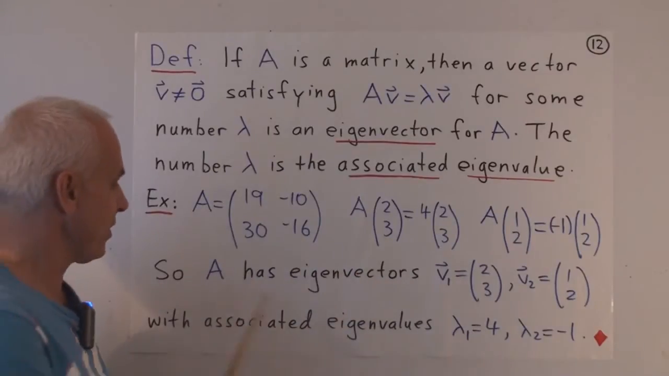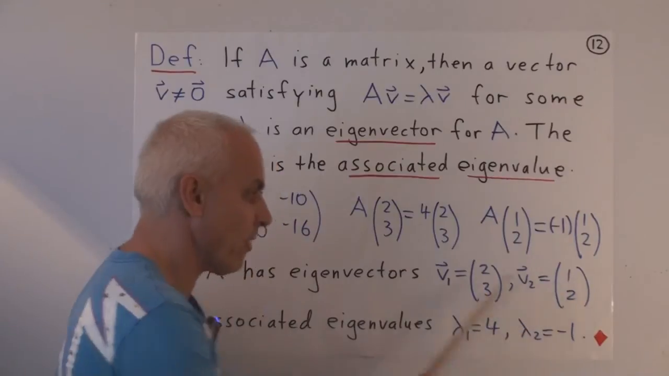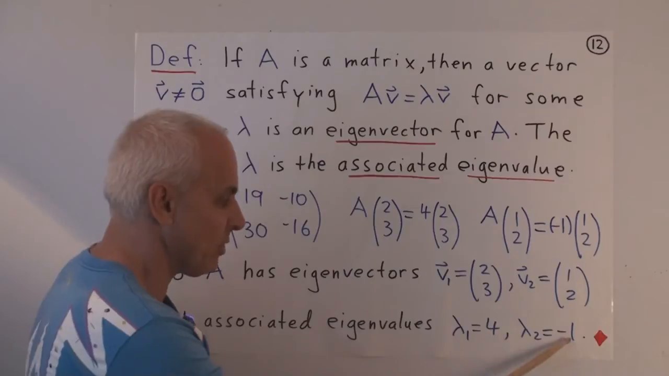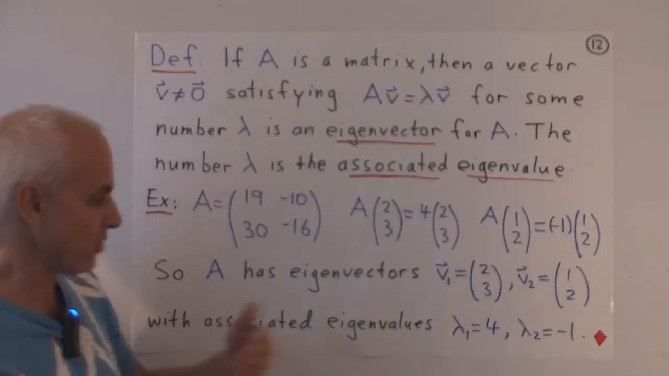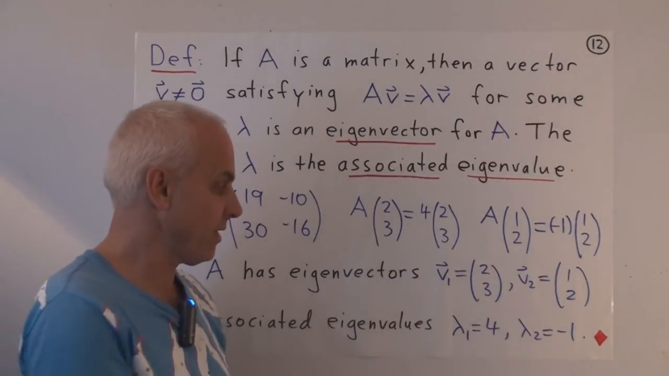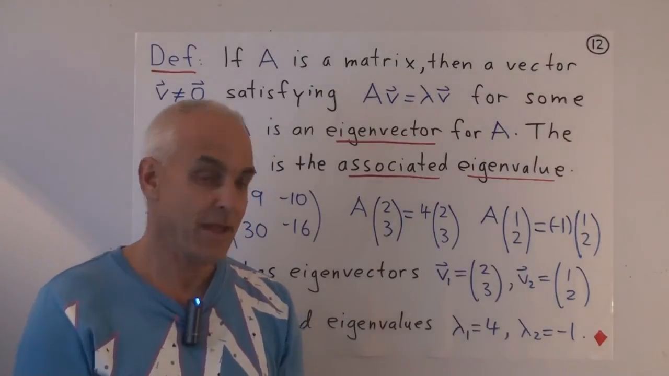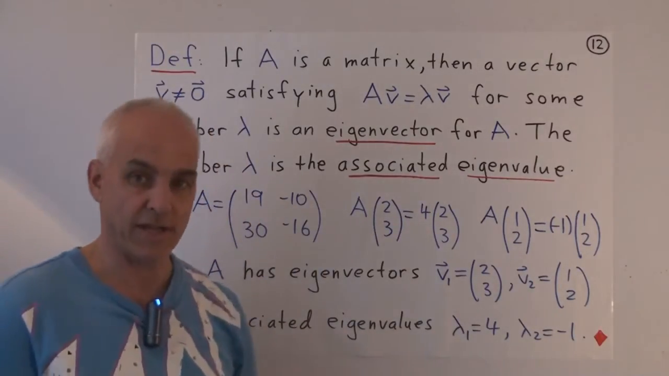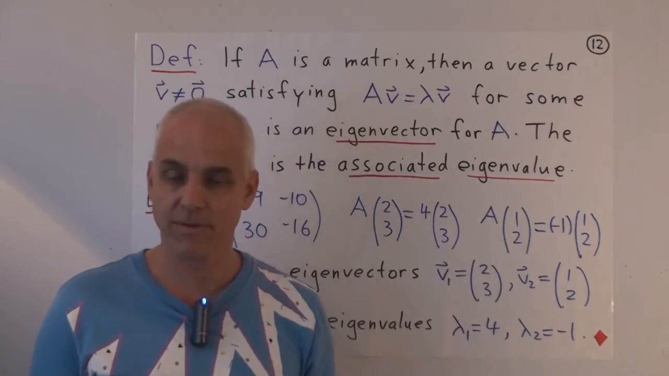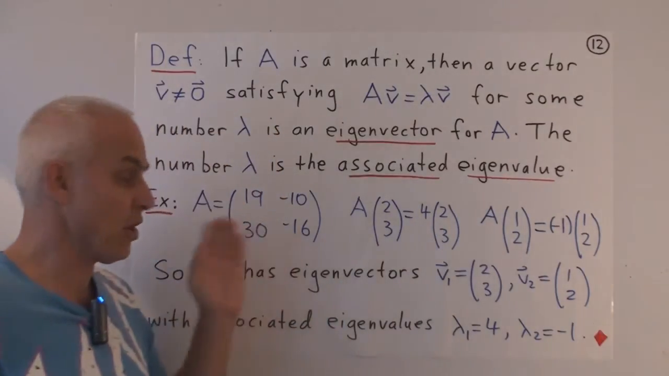There's a summary of it. The matrix A has these two eigenvectors, say V1 equals 2, 3 and V2 equals 1, 2, with associated eigenvalues lambda 1 equals 4 and lambda 2 equals minus 1. And our notation is organized so that this eigenvalue goes with this eigenvector, and this eigenvalue goes with that eigenvector. Now I pulled these things out of a hat. I just said, hey, look, these two vectors happen to have this property. But how did I get these vectors? How could you get these vectors if you didn't know them beforehand?